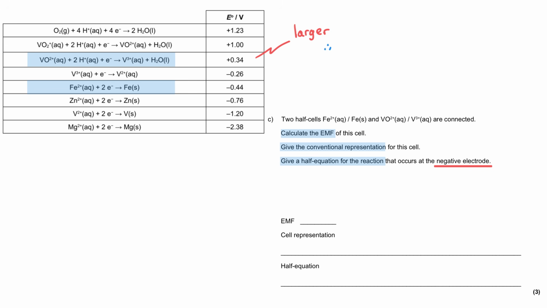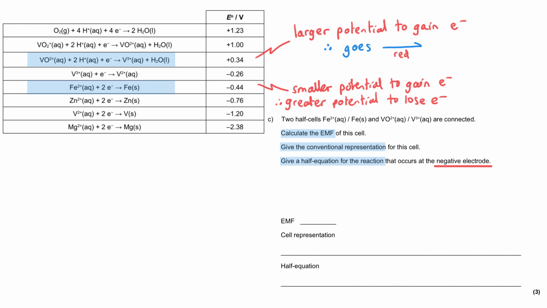The vanadium half equation has a larger electropotential, so a larger potential to gain electrons. So this will be the half equation that goes in the forward direction, involving the gaining of electrons. The iron half equation then has the smaller electropotential, the smaller potential to gain electrons, and therefore the greater potential to lose electrons. And so this will be the half equation that goes in the oxidation direction, where electrons are lost.